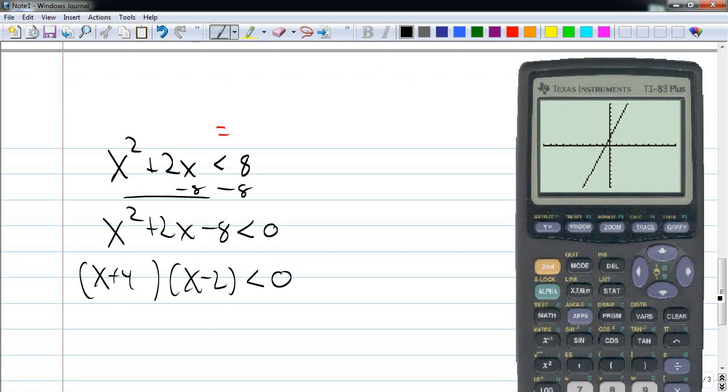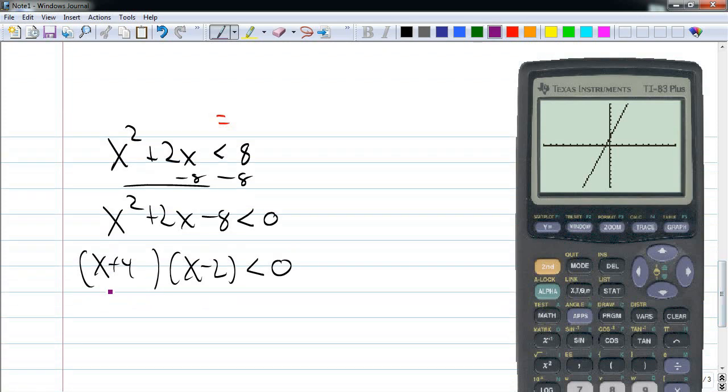Okay, and I can even take a look at each of my two factors and say, okay, here x is negative 4 and here x is 2. Okay, all of this is good stuff. The problem is that we really haven't solved the inequality yet. And what we have really doesn't tell us a lot. And here's the problem.